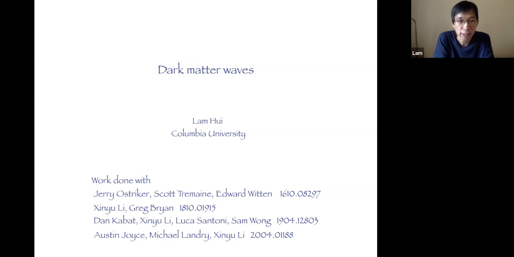Thanks to the organizers. I want to talk about the subject of fuzzy dark matter specifically, but more generally about actually dark matter as some sort of waves, as you will see. And it's based on work done with a number of collaborators. I listed them here.